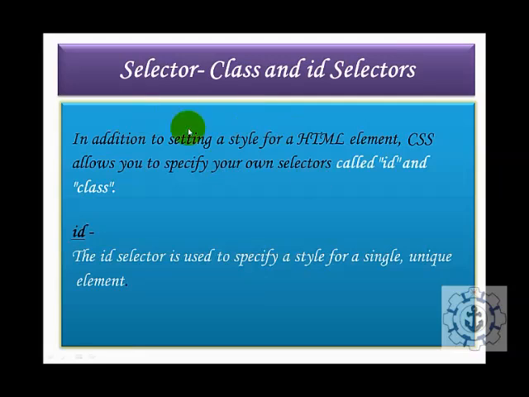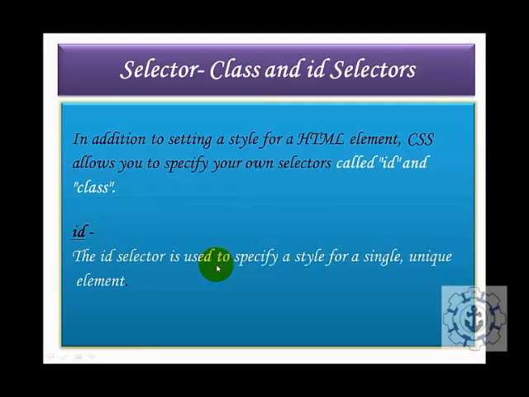Next comes class and ID selectors. In addition to setting a style for an HTML element, CSS allows you to specify your own selectors called ID and class. Till now we are using only HTML elements as selectors, which are already defined with a style. We are overriding this style by using the external cascading style sheet, or by writing a separate style for it. But CSS allows you to create your own selectors called class or ID. Let me see one by one.